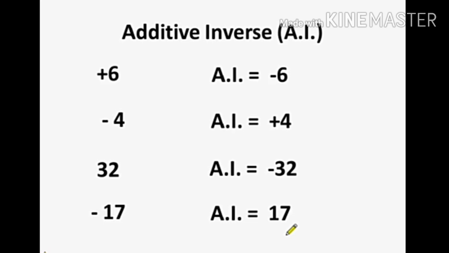What is an additive inverse of 6? That is minus 6. Minus 4 is plus 4. Additive inverse of 32 is minus 32. Additive inverse of minus 17 is plus 17.